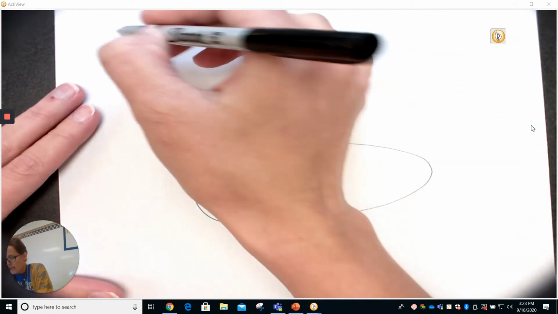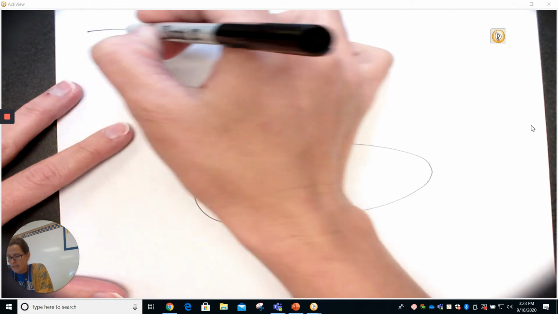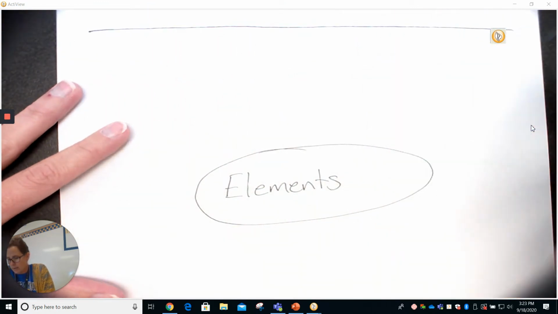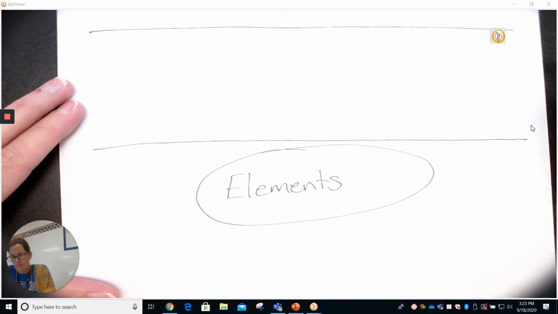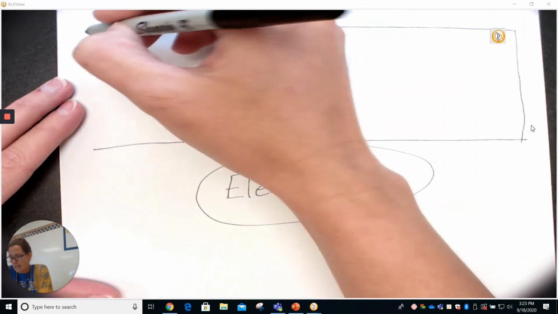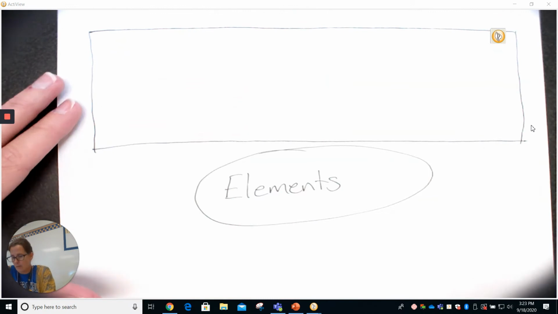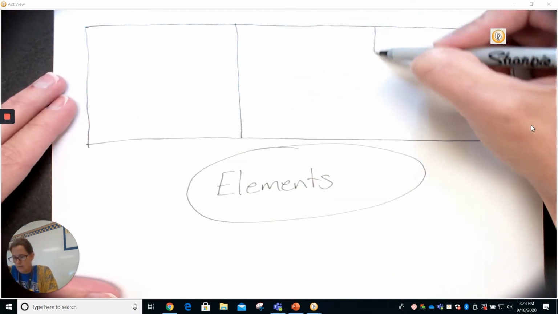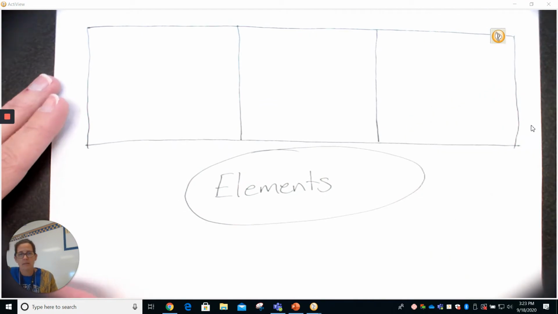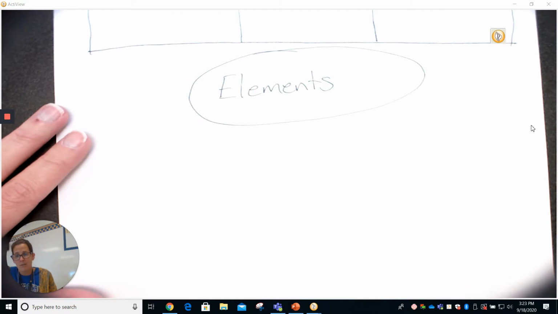Up on the top, we're going to have three boxes. So I'm going to draw a line all the way across the top and all the way across the bottom. And then I'm just going to turn that into three boxes. Okay, so we got one big box. There's two boxes. There's three boxes. Okay, that's perfect. So we're going to scoot down here to the bottom and do exactly the same thing.